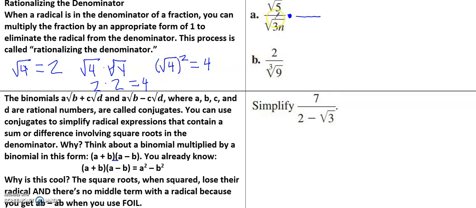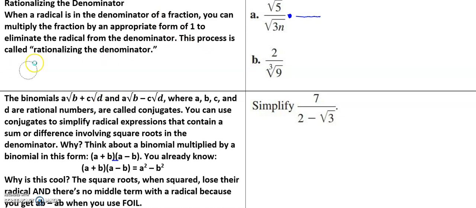Why does that matter? Well, if we look at our product property of square roots, do you remember how the square root of a times b can be written as the square root of a times the square root of b? Well, what if we went backwards? What if we started with the square root of a times the square root of b, and we went backwards back to here?